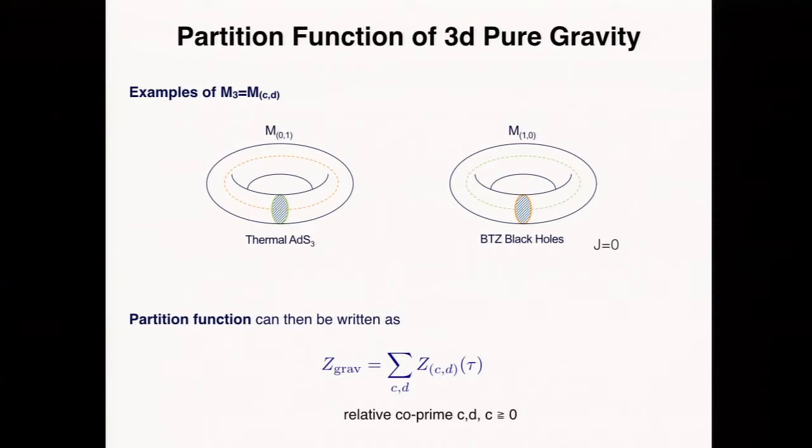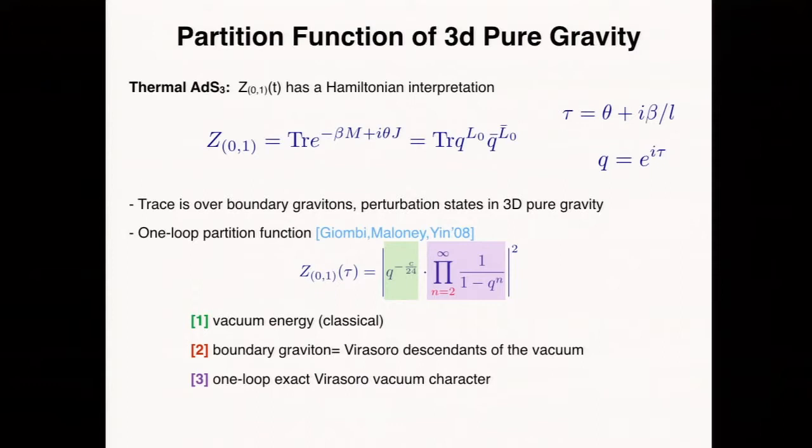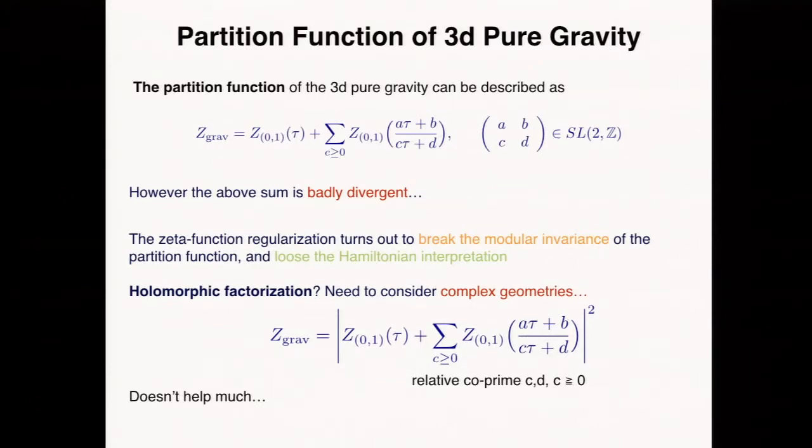Now, naively one would say the gravitational partition function will be the sum over all the geometries characterized by these parameters C and D, and then the partition function from each geometry. Of course, the vacuum contribution gives you the vacuum action contribution plus one-loop corrections around the vacuum, which was computed by Giombi, Maloney, and Yin. And so this will be the vacuum contribution plus many other geometric contributions.